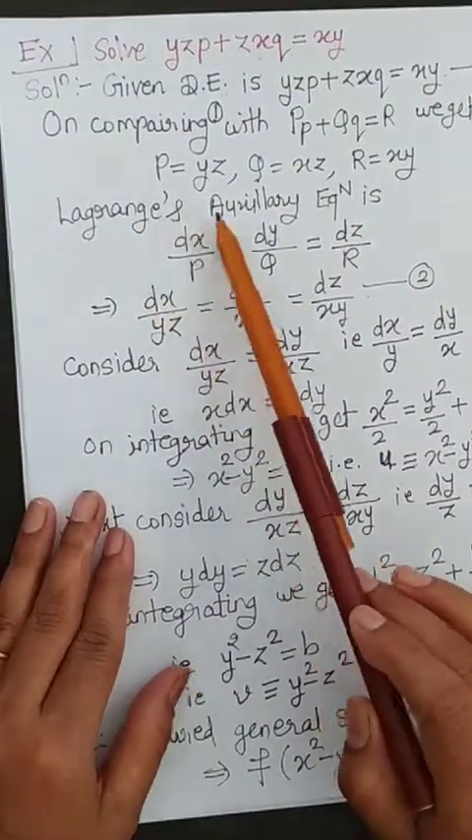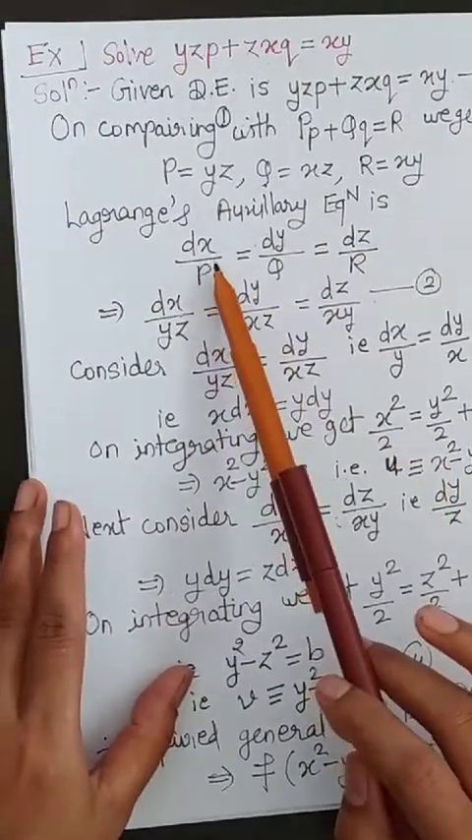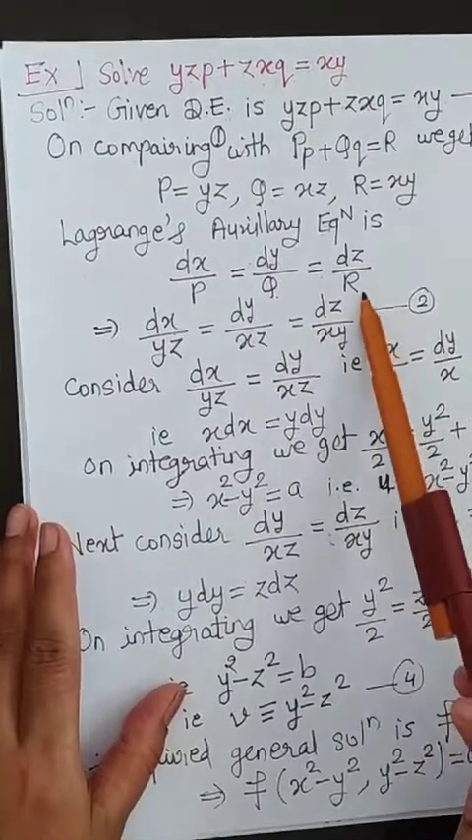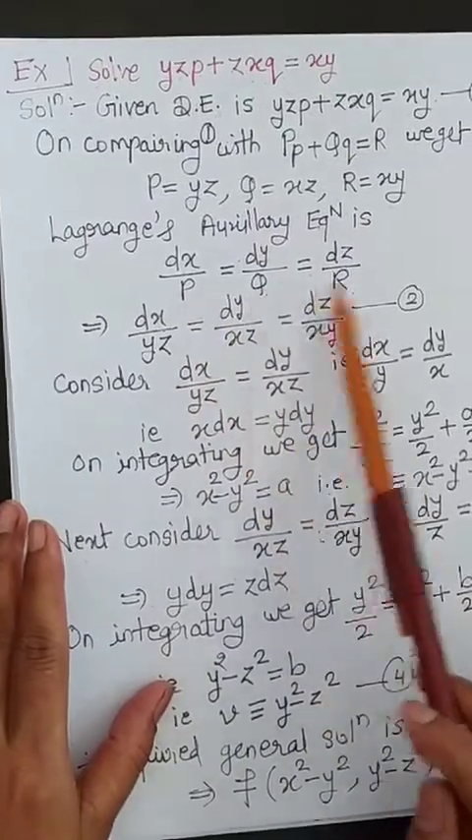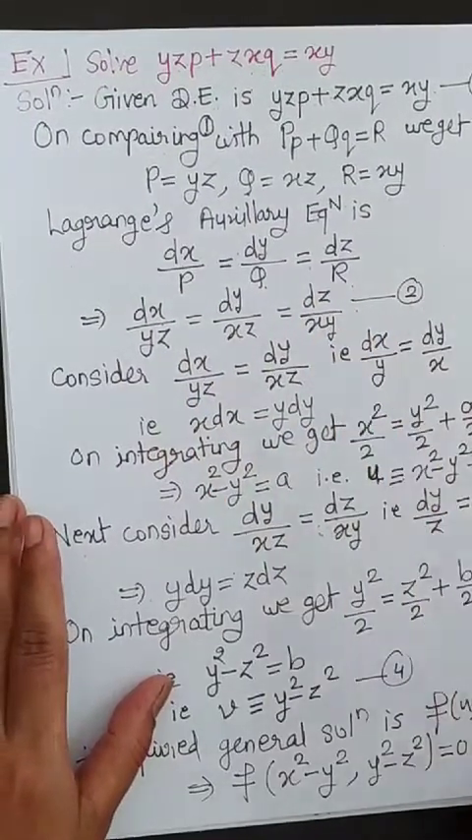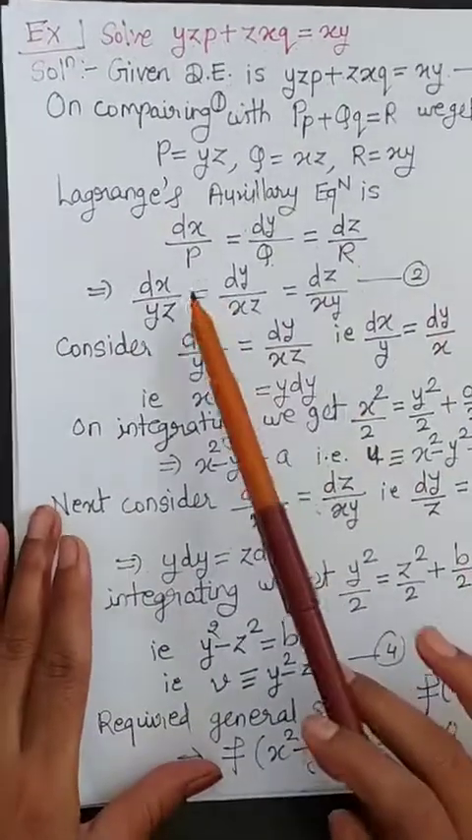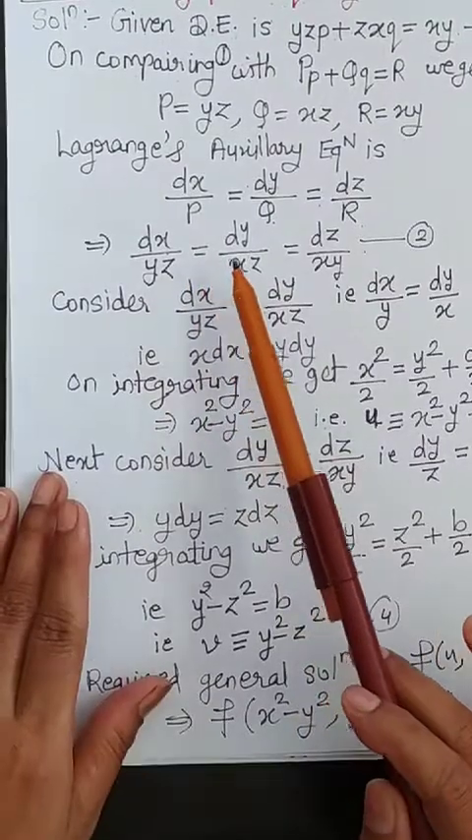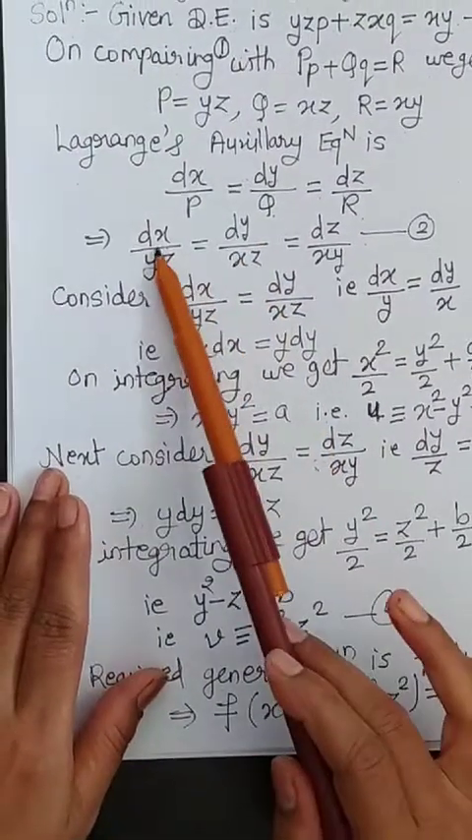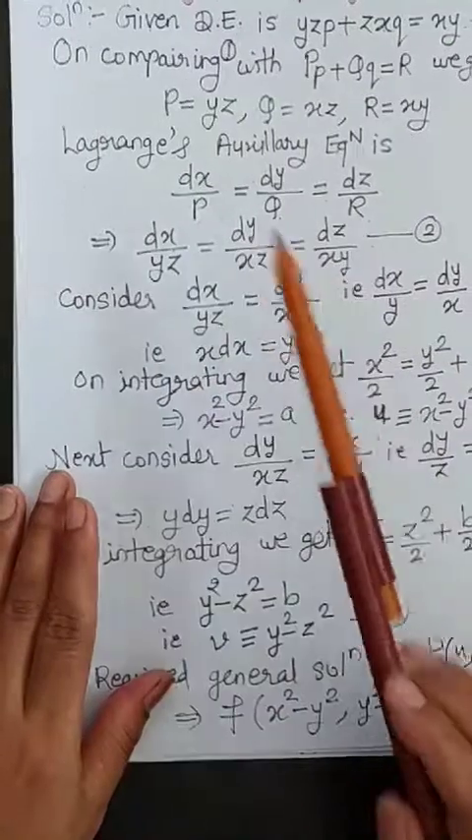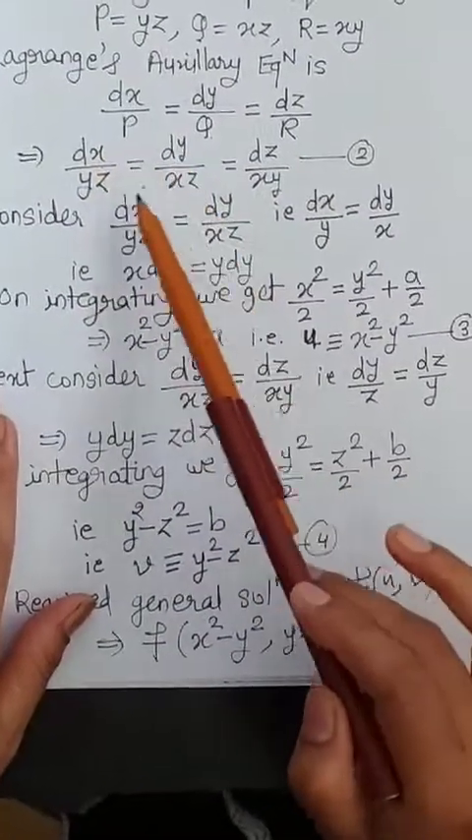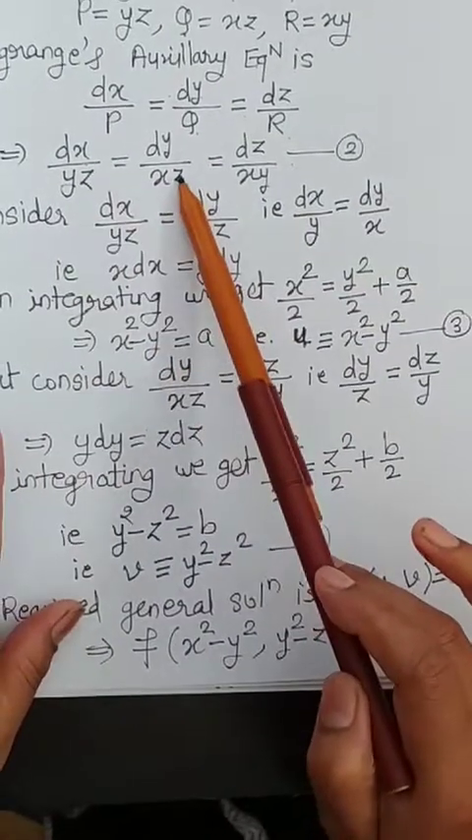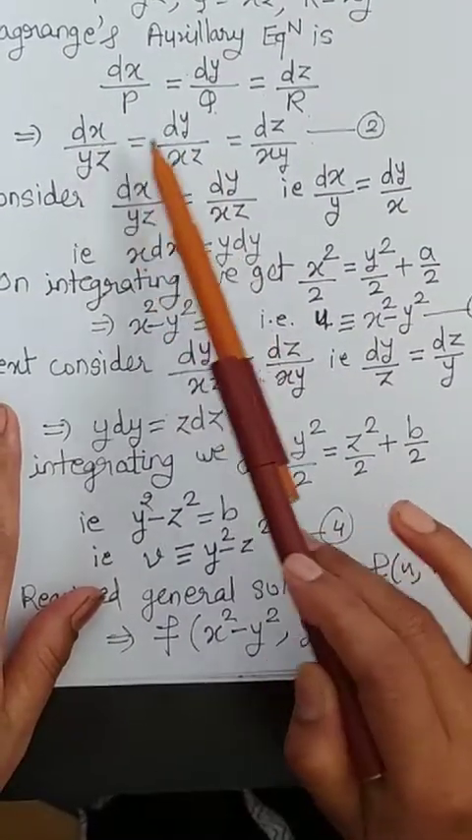Now we can write the Lagrange's auxiliary equation, given by dx by P equal to dy by Q equal to dz by R. Substitute here P, Q and R, right? So we get the Lagrange's auxiliary equation. Now you have to consider any two pairs as per the procedure I have mentioned just now. If I am considering these two pairs, here what I want completely is x and y, but what I am observing is that z is there, but that gets cancelled out. So I can consider the first two pairs.